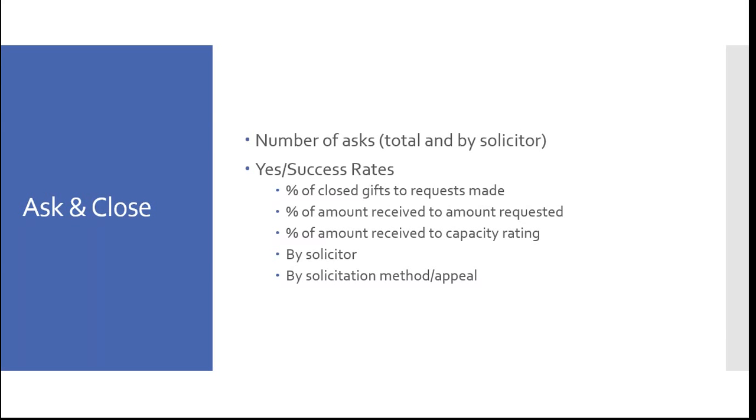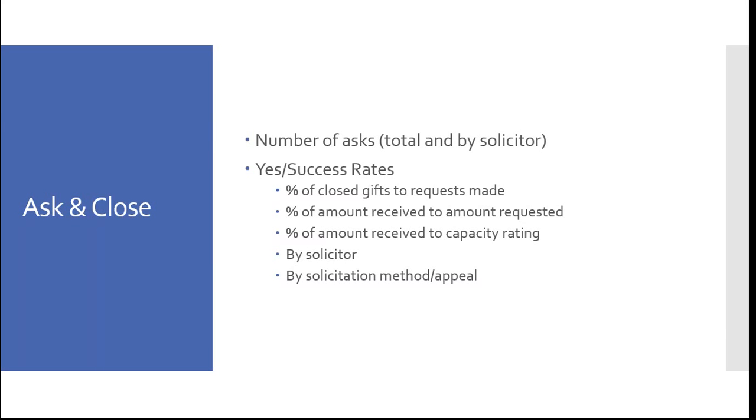Also looking at it by solicitation method and appeal. When we look at things like direct mail, we like to look at return rates, at yes rates, which appeals are working. We can also be looking at this in terms of events, what different appeals are really working at our events. So again, both looking at just the raw total number of asks that we're making, but also looking at the success rates of those asks.